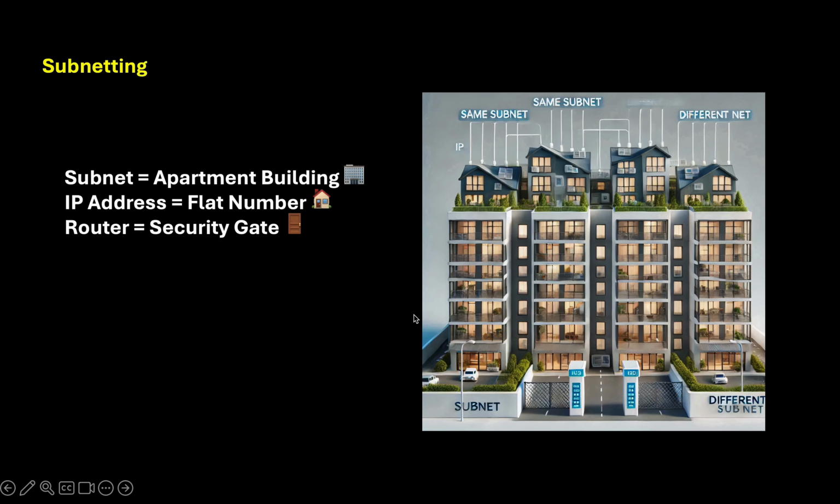So to demonstrate subnetting in an easy way, consider we have north facing apartments and south facing apartments. Consider these two are in two subnets. And we have a security gate which is going to connect these two subnets. That is going to be our router, and IP address is going to be the flat number.